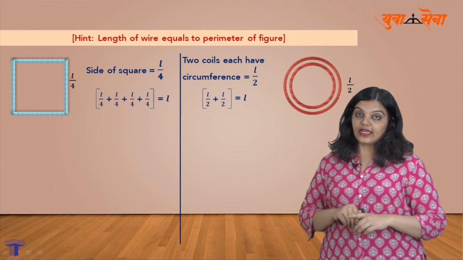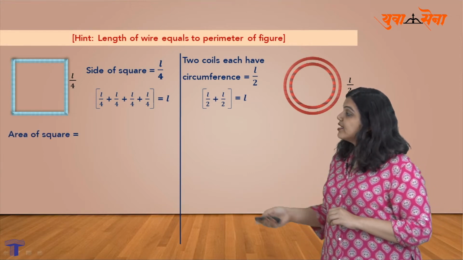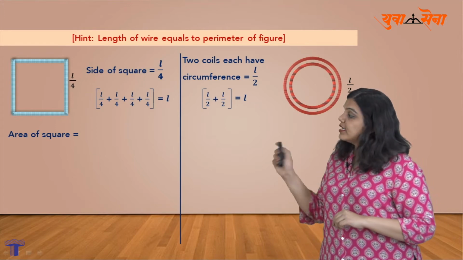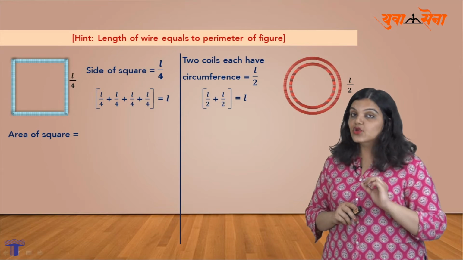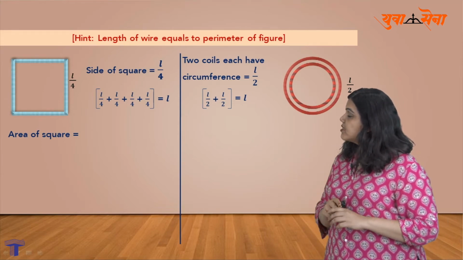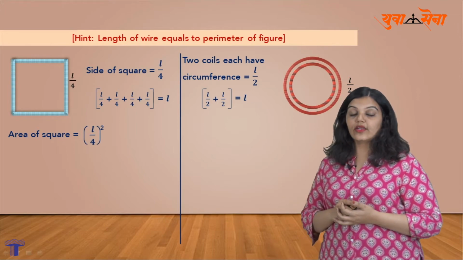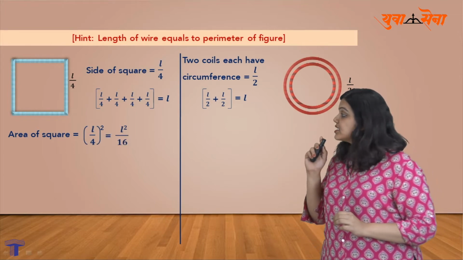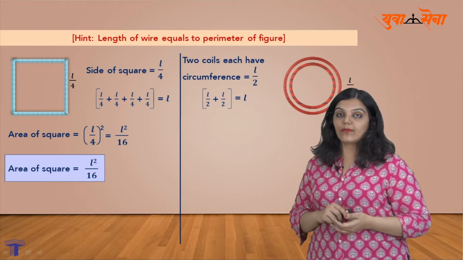Now once we have got that out of the way, we are going to use the information we just found to find the area of each figure. So beginning with the area of a square, recall the area of a square is nothing but side square, and therefore since my side in this case is L by 4, I'm going to bring it down and find the area of the square, which is L by 4 the whole square, which is L square by 16. So I have the area of the square is L square by 16.